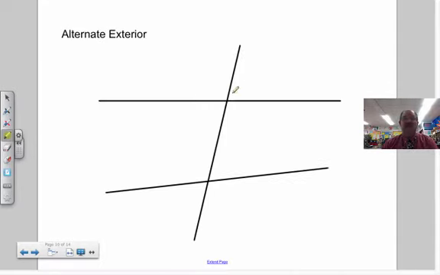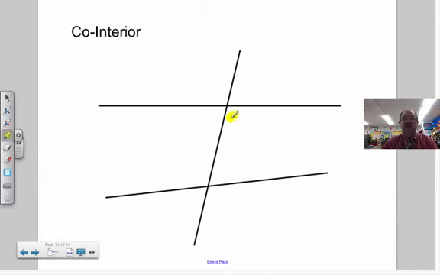Alternate exterior, you might be able to figure out. They're on the outside of my two lines, and they're on opposite sides of the transversal. That makes them alternate exterior angles. Co-interior: they're interior, and they're on the same side of the transversal. So there's a pair of them, and there's one more pair, which would be these guys over here. So those are co-interior angles.